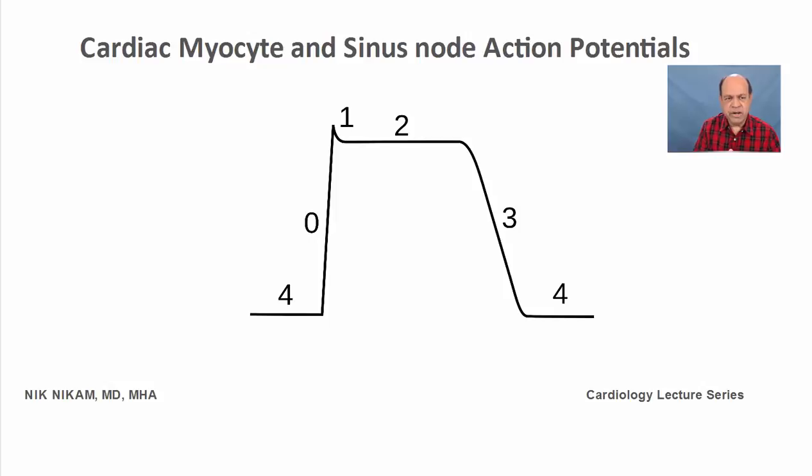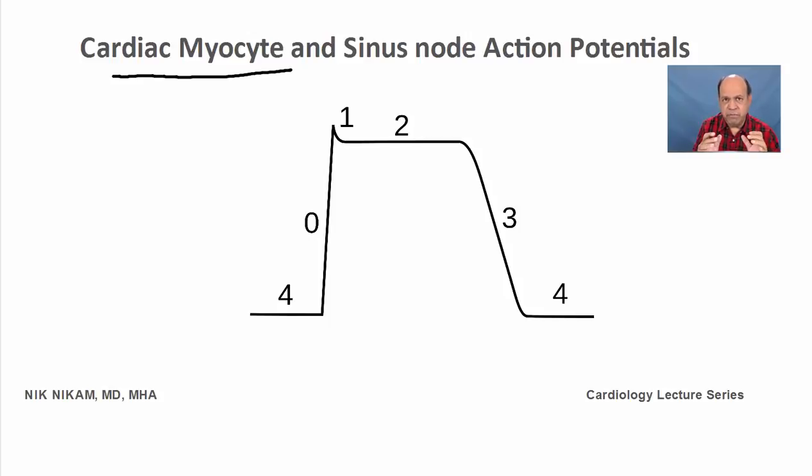So first we are going to look at the cardiac myocyte action potential, and then we look at sinus node action potential and see what the differences are and how they translate into the functional aspects of the cardiac function, namely the pumping effect of the cardiac chambers.